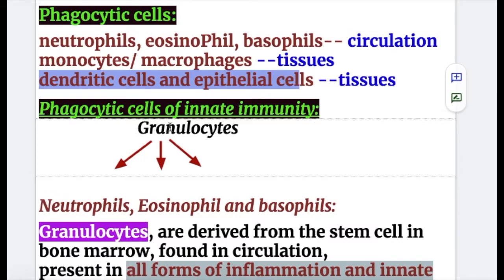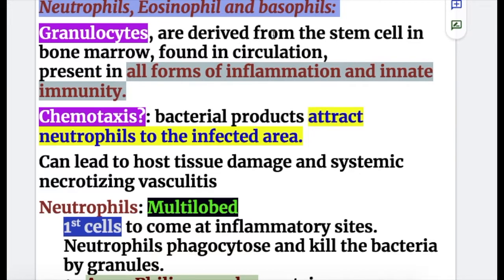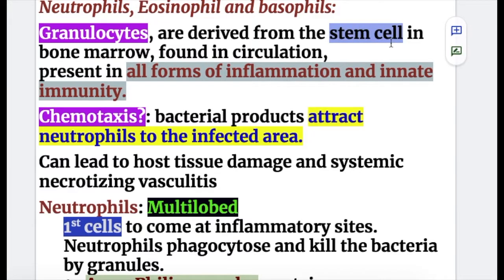Now, phagocytic cells of the innate immunity, they include granulocytes. They are neutrophils, eosinophils, and basophils. Granulocytes are derived from the stem cells in the bone marrow and found in the circulation. They are present in all forms of inflammation and innate immunity. And what's chemotaxis? Chemotaxis is bacterial product.